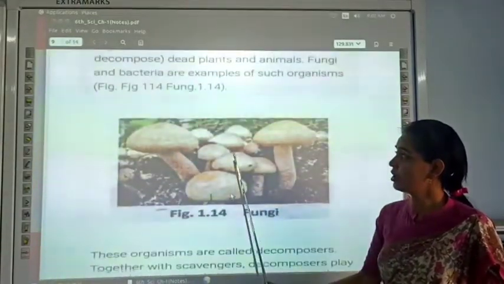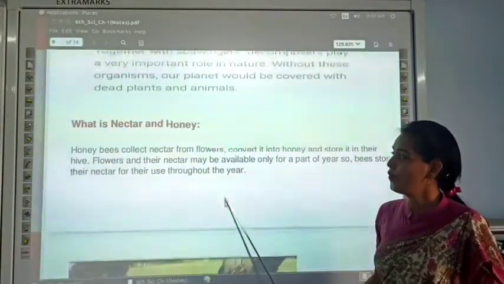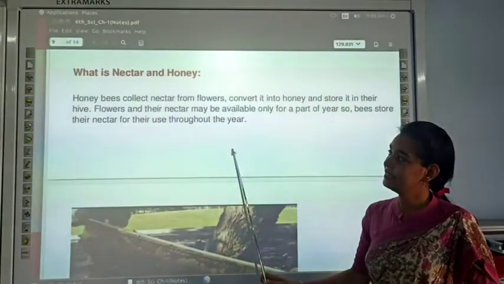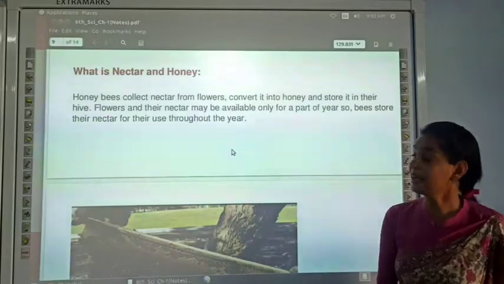So they are called scavenger and the parasite. Now, what is nectar and the honey? I told you earlier that nectar is the sweet.